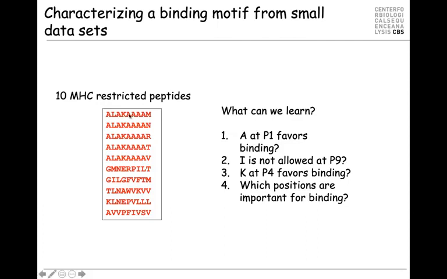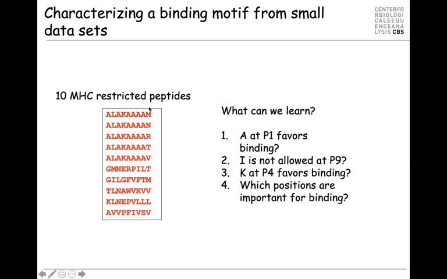So here we have a small set of peptides. Only 10 peptides are available to us, and we want to apply the techniques of making a sequence logo from these 10 peptides only. So what can we learn? Looking at the data themselves, we see that at P1, the first column, 6 out of 10 peptides have an alanine. That could suggest alanine is very important, because more than half of the peptides share that amino acid at that position.